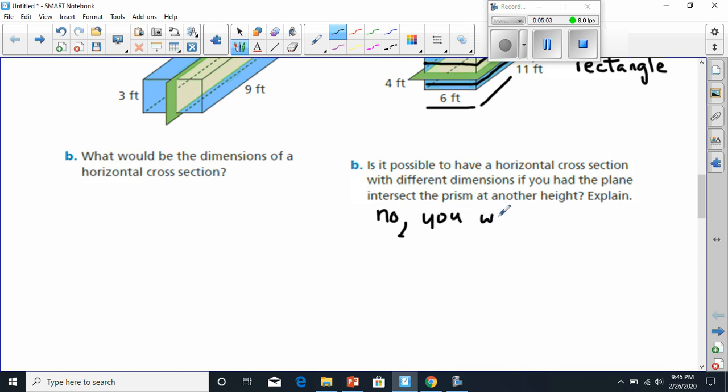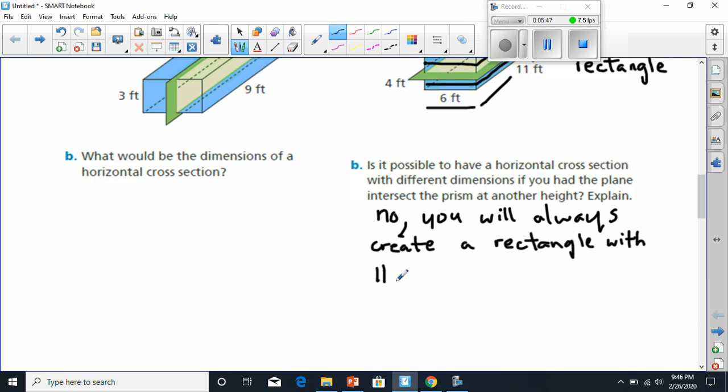You will always create a rectangle with 11 feet by 6 feet dimensions. Or I could put even measurements.